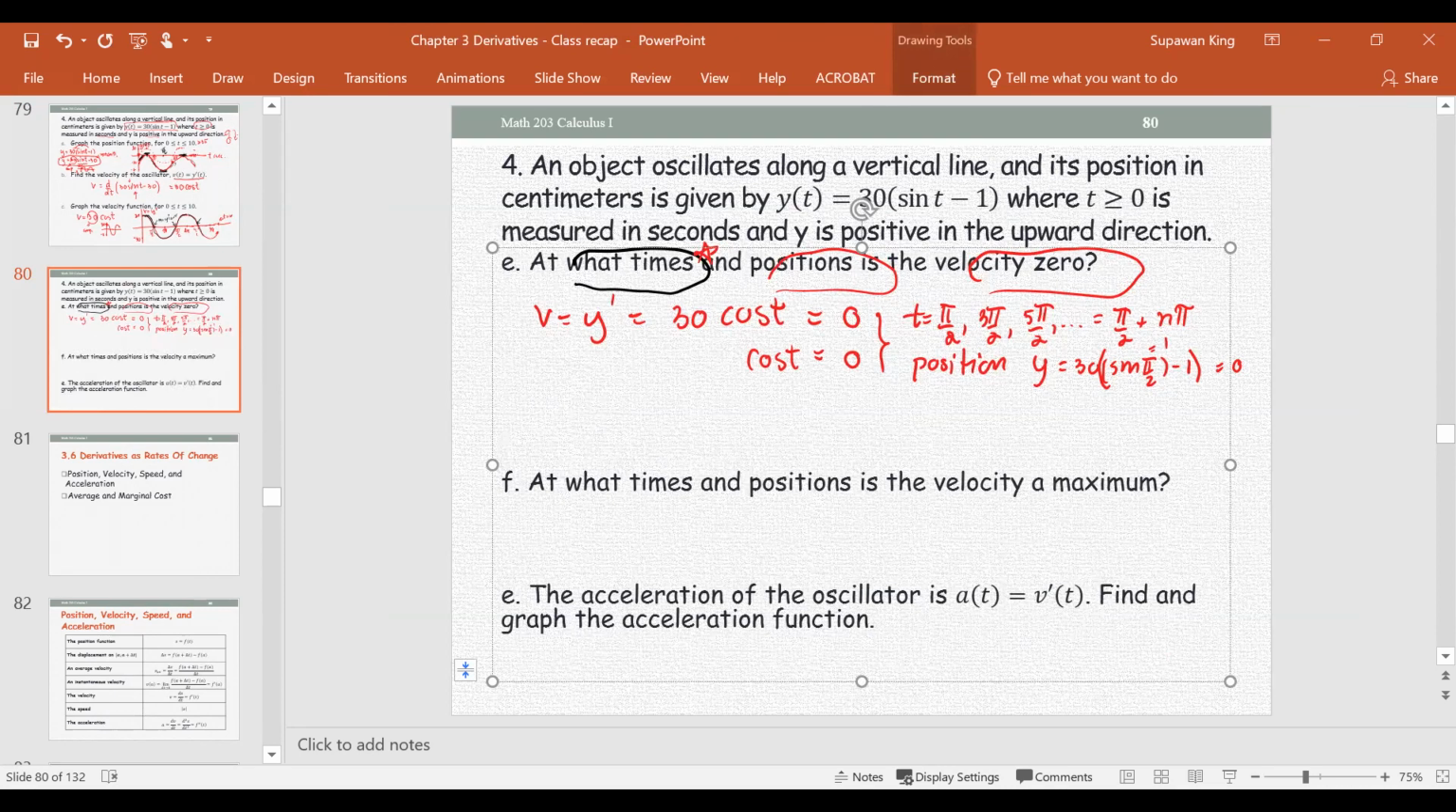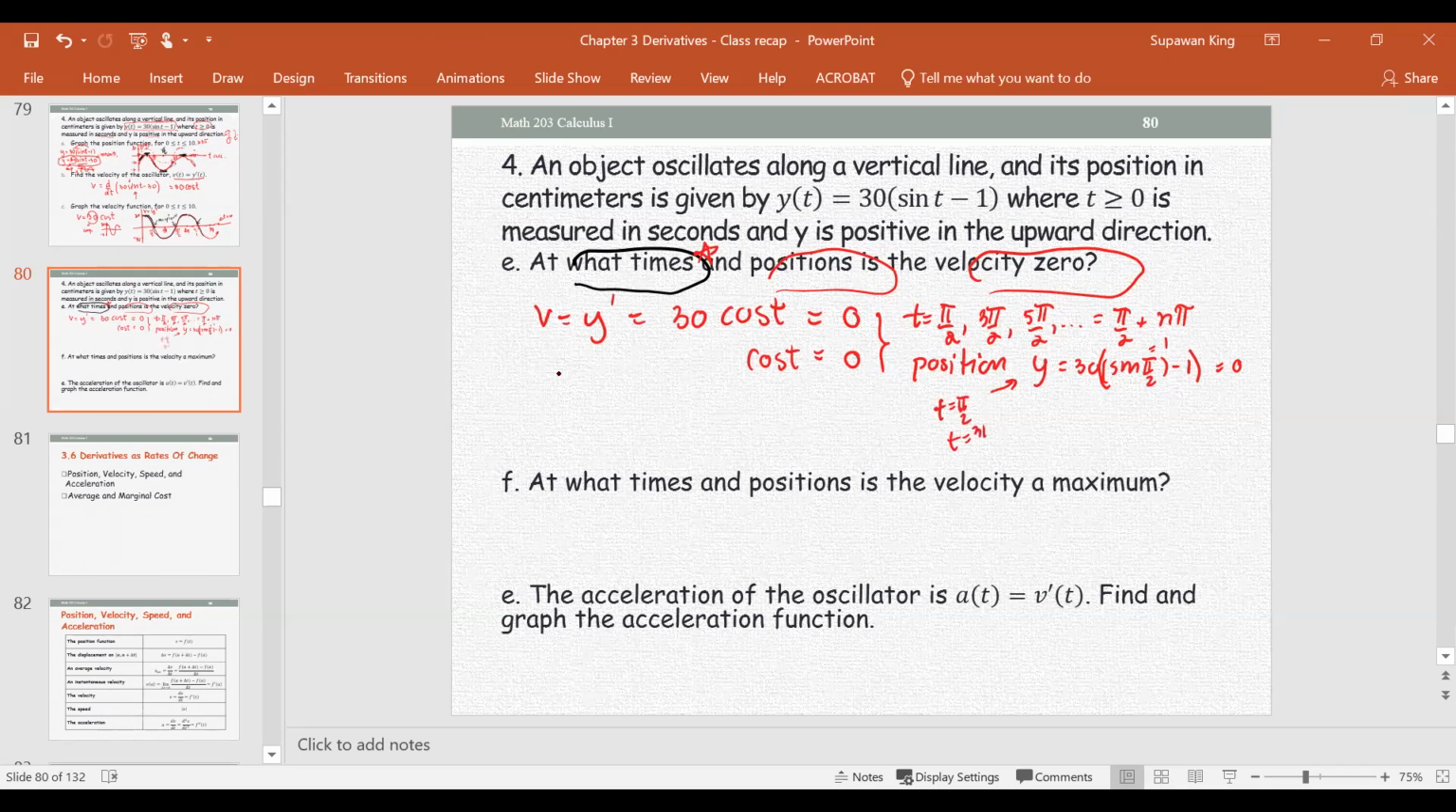Okay, so this is for t equals pi over 2. How about t equals 3 pi over 2? The y is 30 times sine of 3 pi over 2 minus 1. So sine of 3 pi over 2 is negative 1. Negative 1 minus 1 is now negative 2. So negative 2 times 30 is negative 60. It goes back and forth between the values 0 and negative 60.